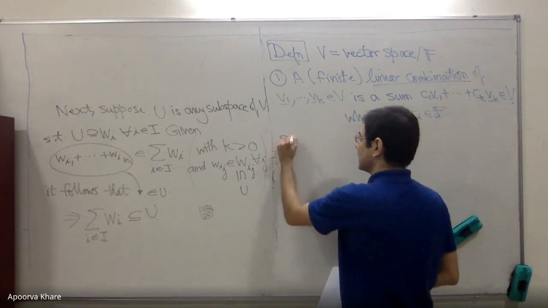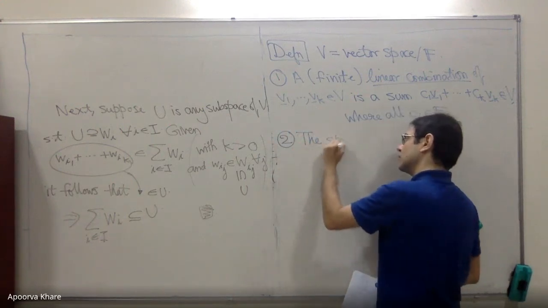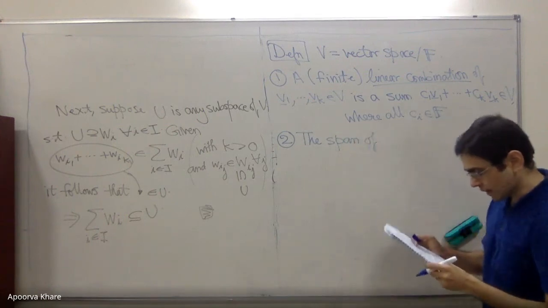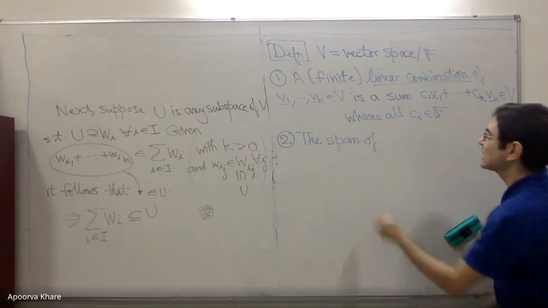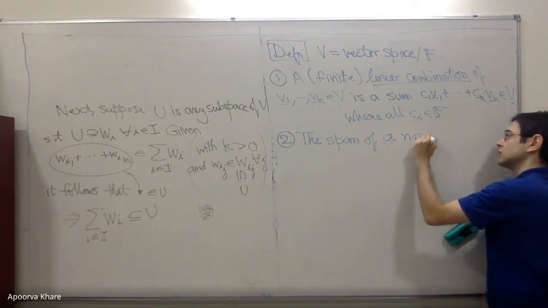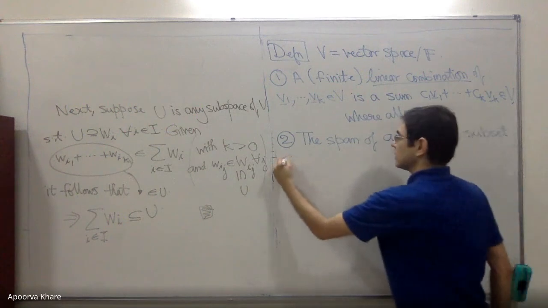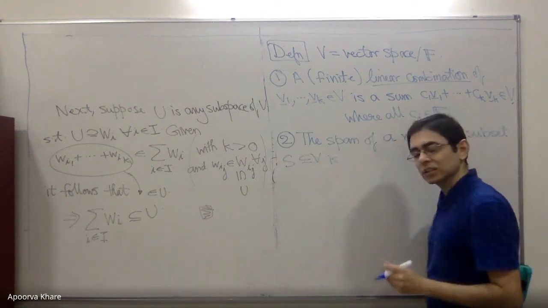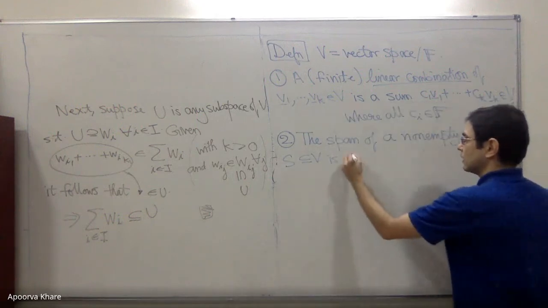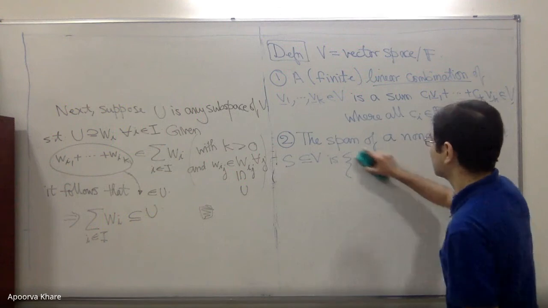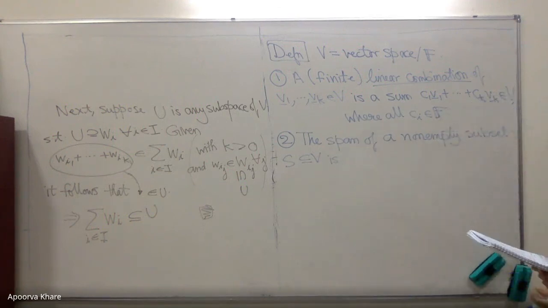Now the span of a set, now take any subset. The span of any non-empty subset S of V is precisely the collection of finite linear combinations of elements of this set. I should give it a name. This is span of S. Again, I will write it down in two ways, just like the Minkowski sum.